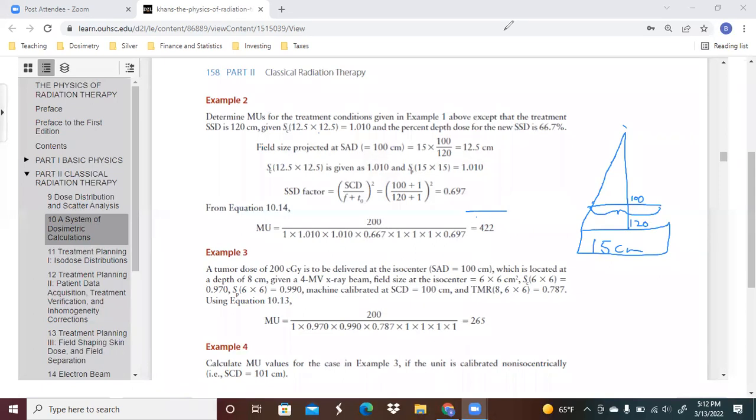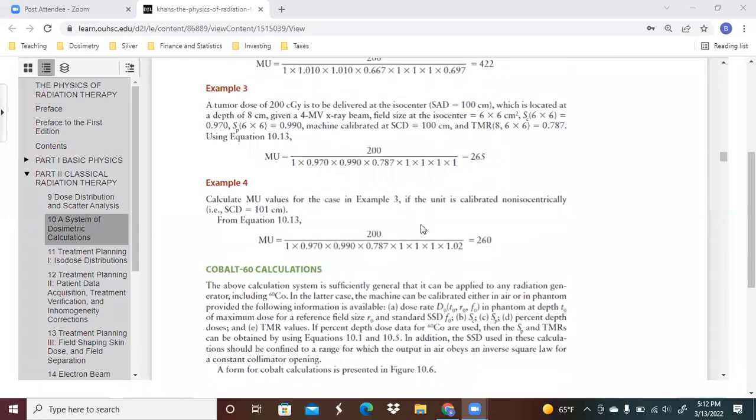So that's where a lot of these numbers are coming from. I just wanted to go through that explanation. Let's go through a couple more here.